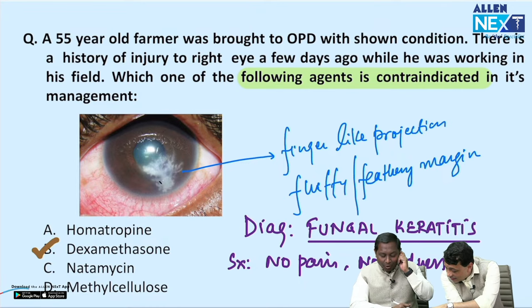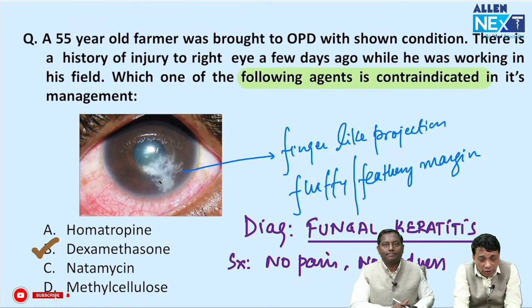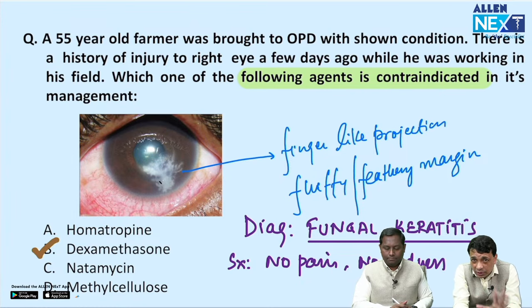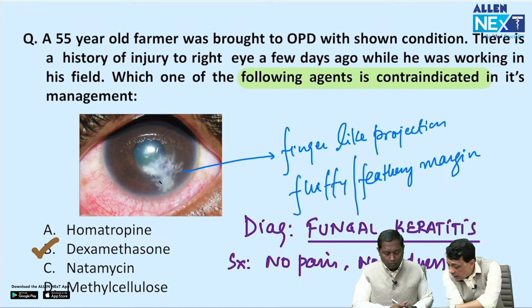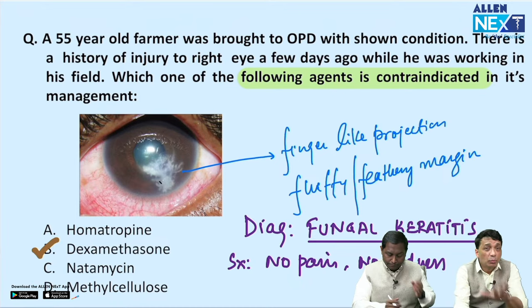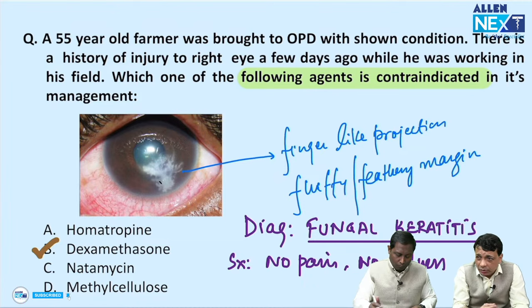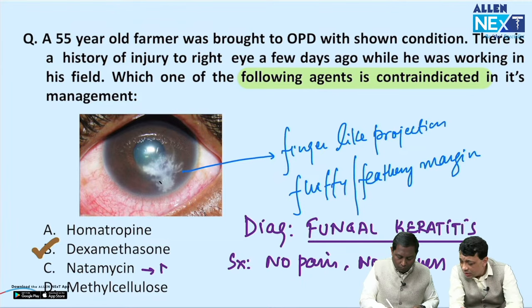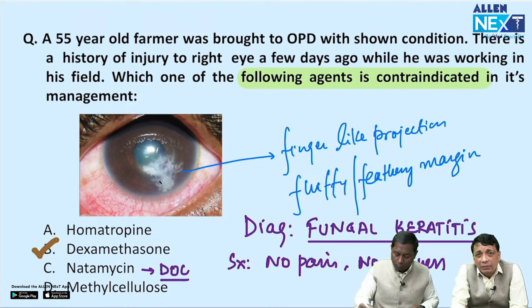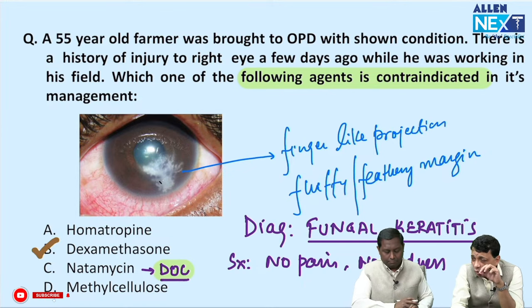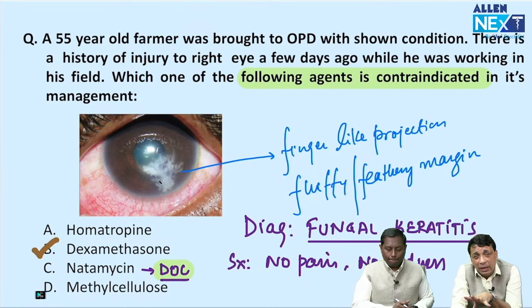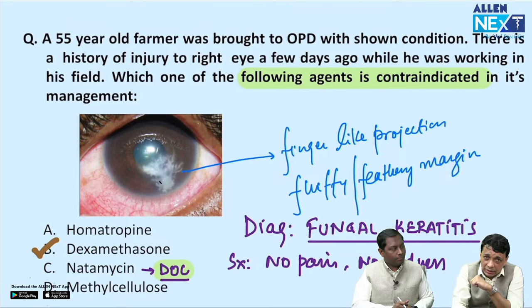But the other drugs, if you see, homatropine is absolutely indicated because remember, these are cycloplegics. They will immediately reduce the pain. Methylcellulose is a lubricant. We like to lubricate the eyes because you're using so many drugs that they usually become dry. For antifungals, the problem is, first, there are not too many antifungals available. Second, the penetration is very poor. Most of the drugs are very poorly penetrating, and when the ulcer has already penetrated deep, it becomes very difficult to treat.